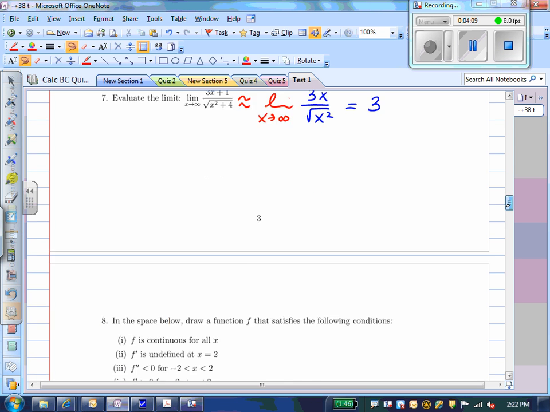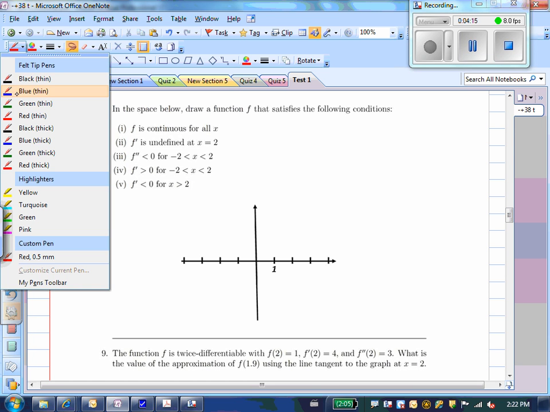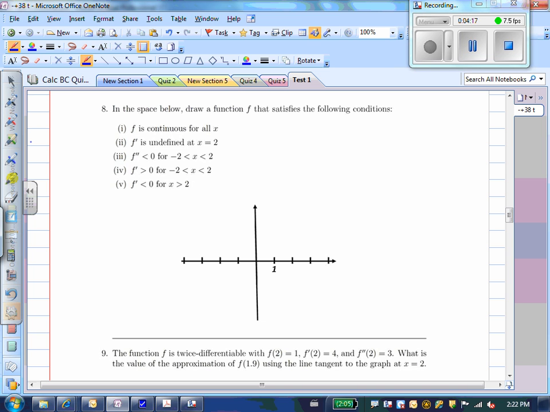The next kind of minor issue, which I did not intend on it being an issue, was for problem number 8. Problem number 8 had a few conditions that most students were pretty good about addressing. I want to focus mainly on this pair. What you know is f double prime has to be less than 0, which is concave down, and then f prime has to be greater than 0, which is increasing. Most students were good about drawing it, and -2 was this cutoff.